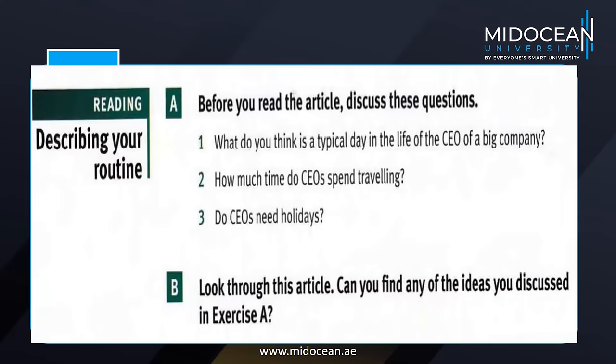Number two, how much time do CEOs spend traveling? Okay, how much time do CEOs spend traveling? So, قد ايه وقت هما بيستغرقوه او بيروحوا يسافروا؟ Okay, هو بيسافروا كتير ولا لا ولا قليل and so on. Number three, do CEOs need holidays? هل هما بيحتاجوا أجازات؟ Okay, so ask yourself these questions and answer yourself, please. In exercise number B, look through this article. Can you find any of the ideas you discussed in exercise A? يبقى بعد ما تقرأ كده الارتيكل الجاي هتشوف كده الحاجات اللي انت سألتها لنفسك في الأفكار دي، هل موجودة في الارتيكل ده ولا لا؟ Okay.